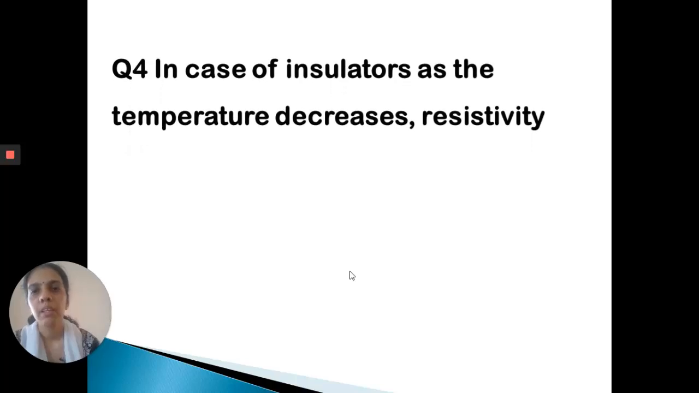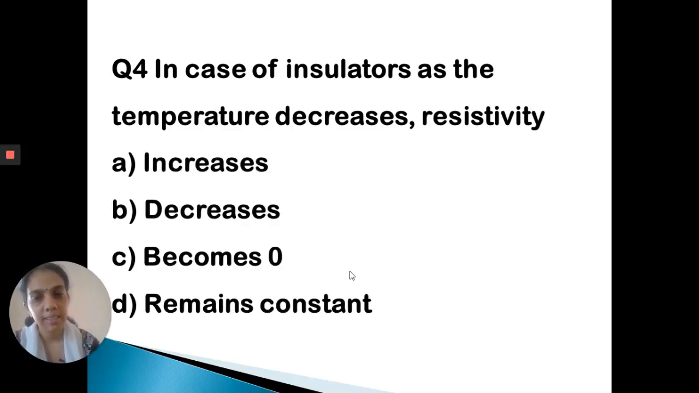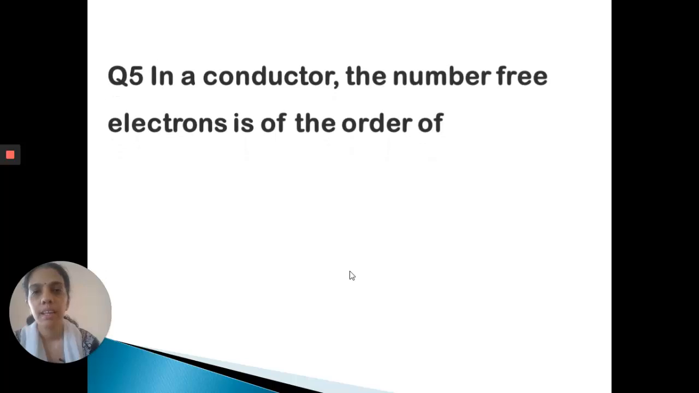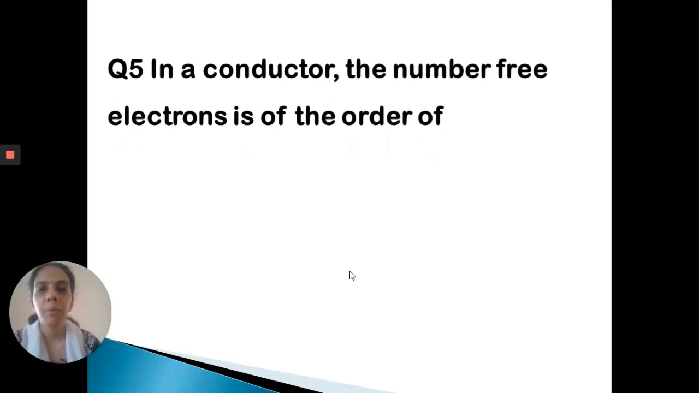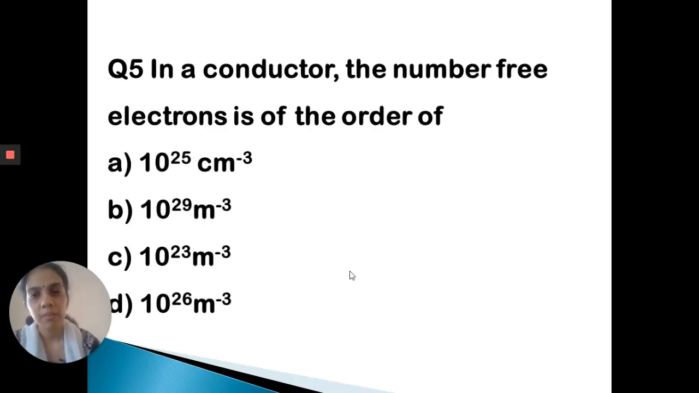Next question: in case of insulators, as the temperature decreases, resistivity increases, decreases, becomes zero, or remains constant. Next one: in a conductor, the number of free electrons is of the order of 10 to the power 25 centimeter to the power -3, 10 to the power 29 meter to the power -3, 10 to the power 23 meter to the power -3, or 10 to the power 26 meter to the power -3. That is in unit volume, okay, that one you should write.